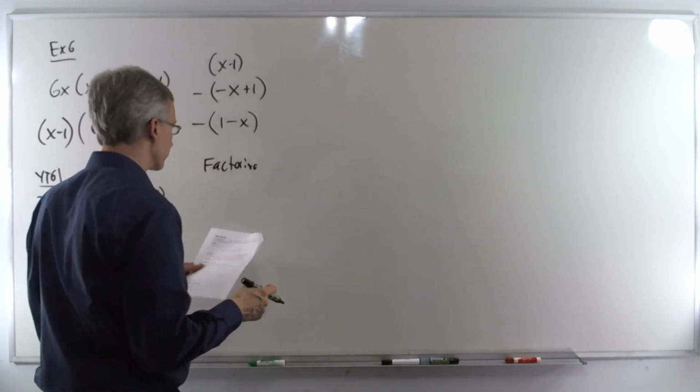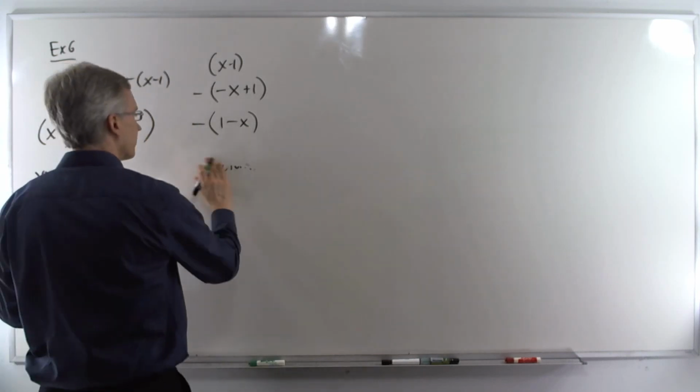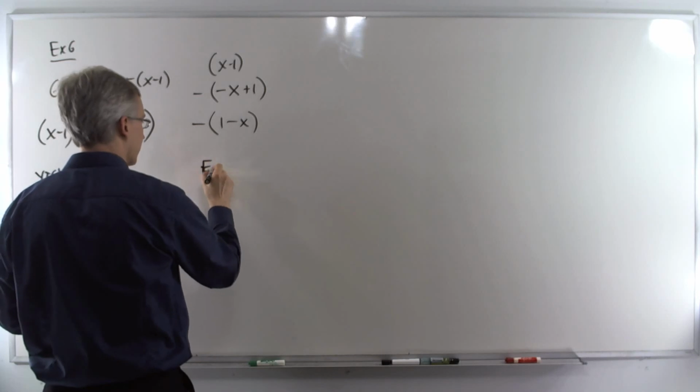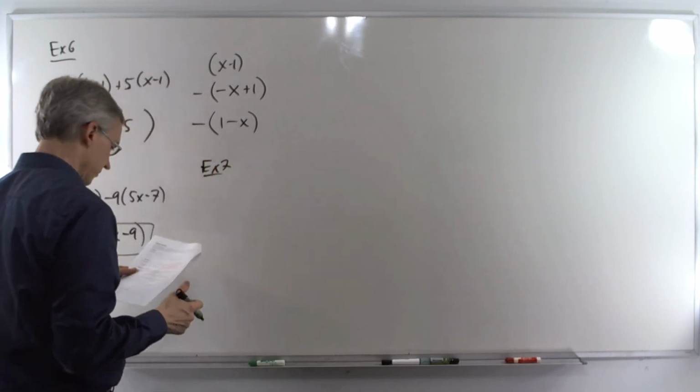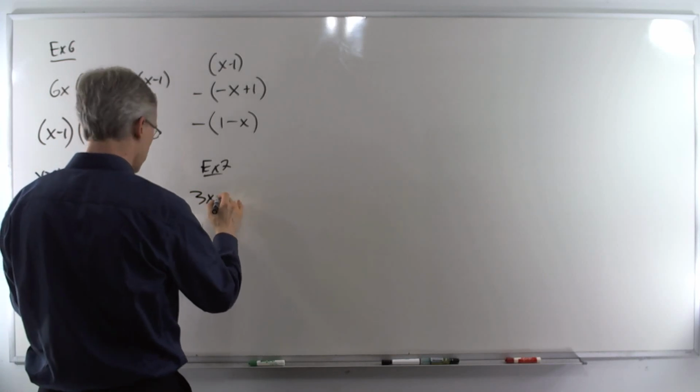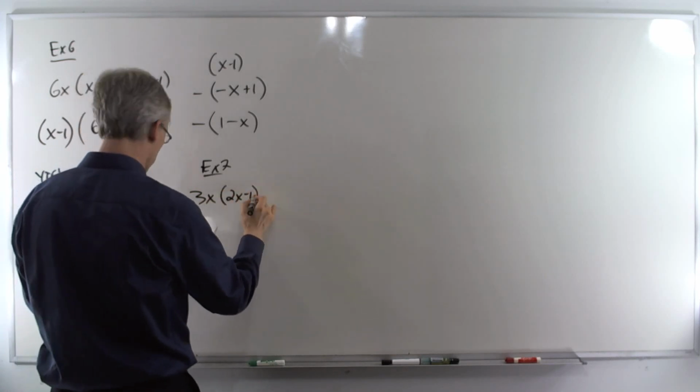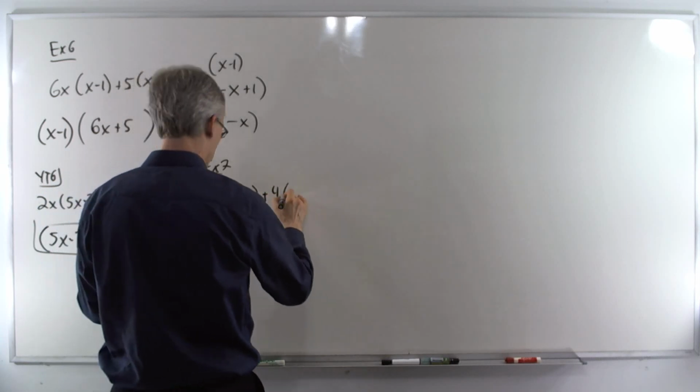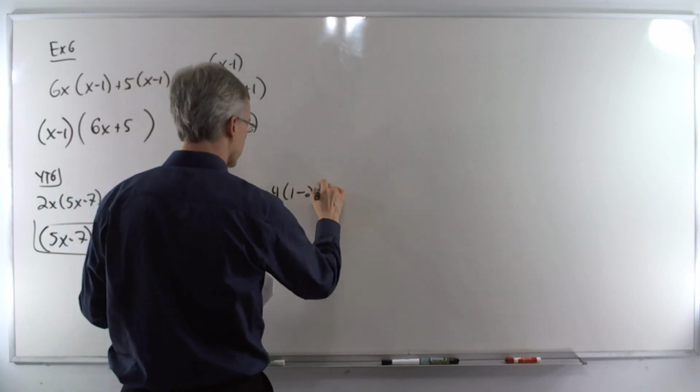Oops, skipped ahead. Didn't do example 7 yet. All right, so 3x(2x minus 1) plus 4 times (1 minus 2x).